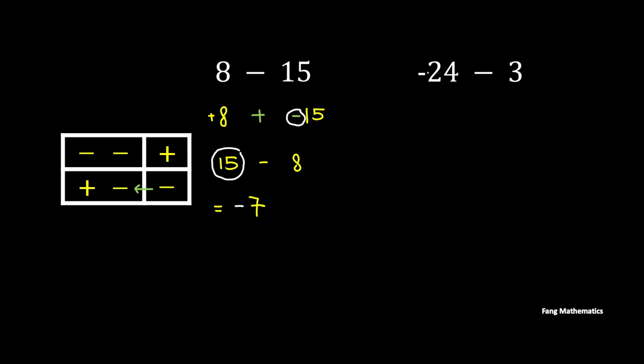The last question, minus 24 minus 3. Turn this minus sign into plus minus and perform integer addition. Let's observe the signs. They are both negative. We are to add the two numbers without the sign. So 24 and 3, add them gives you 27, and attach the sign that is on both, so minus.